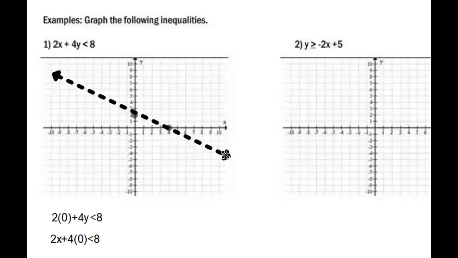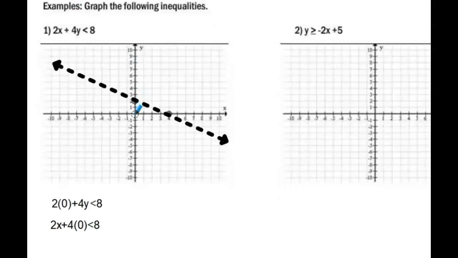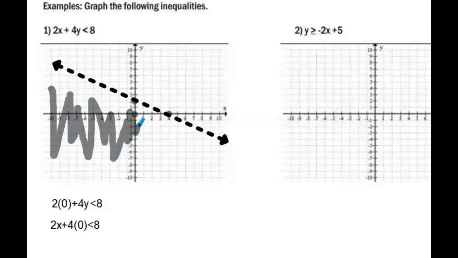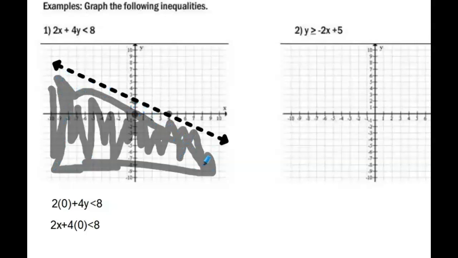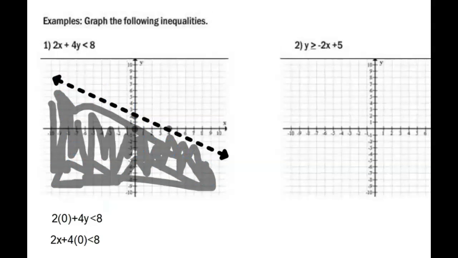So we're going to plot our x and y intercept, connect those 2 points. We're using a dashed line because it is a less than. And now, since it's in standard form, you have to actually be careful. Just because it's a less than doesn't mean you shade below. So what I did is I picked the point 0, 0, plugged it in, and saw that 0 plus 0 was less than 8. Since that was true, I knew I could shade below.